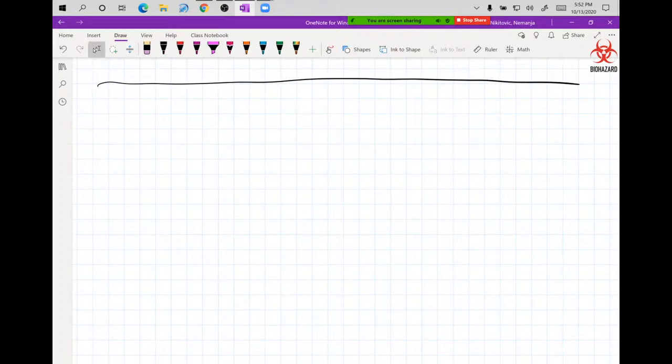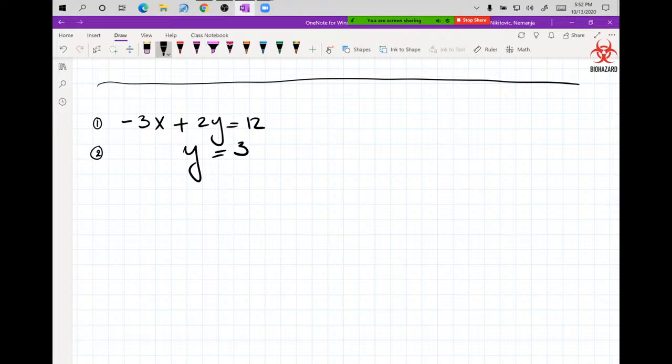So you will be given two equations. Let's just put, for simplicity now, negative 3x plus 2y equals 12. And the second equation, y equals 3. So you have your equation 1, you have your equation 2. The question is, what is the solution of the system?